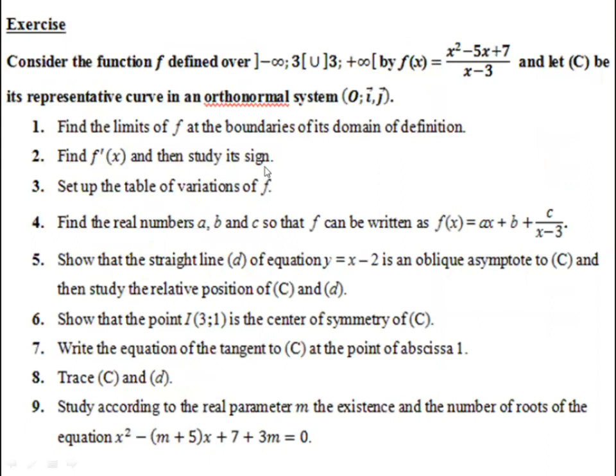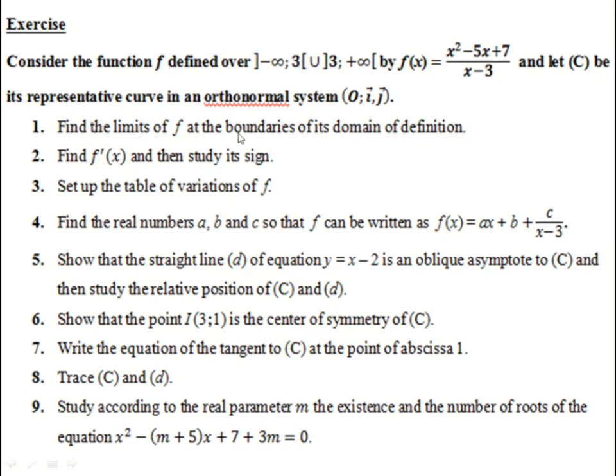Now let us solve the following exercise. This is a very important exercise because it contains all the ideas we mentioned above. Consider the function f defined over minus infinity to 3 union 3 to plus infinity, open at 3, by f of x equals x squared minus 5x plus 7 all over x minus 3, and see its representative curve in an orthonormal system OIJ. Here the domain is like that because x minus 3 does not equal 0, so x does not equal 3.